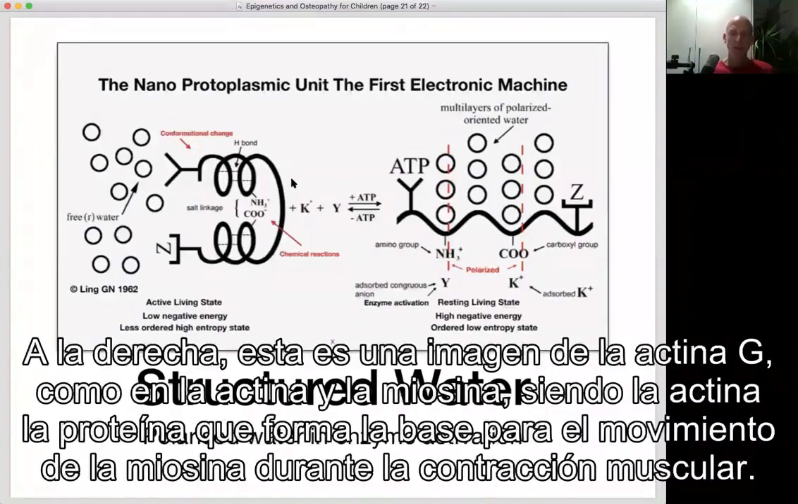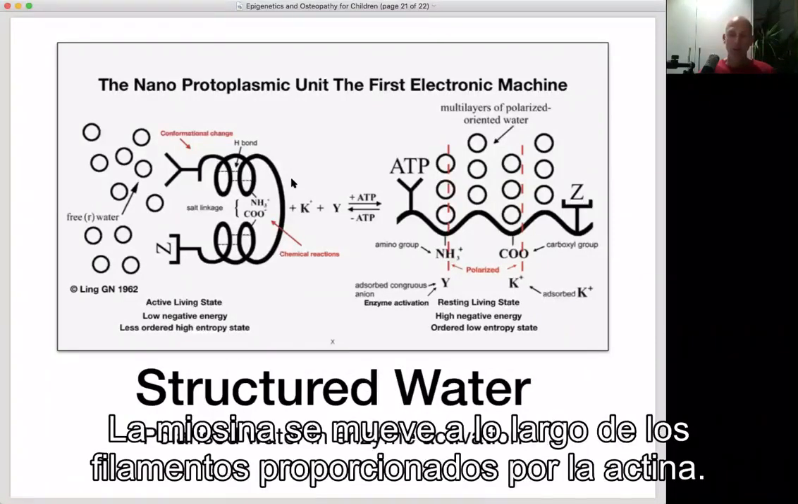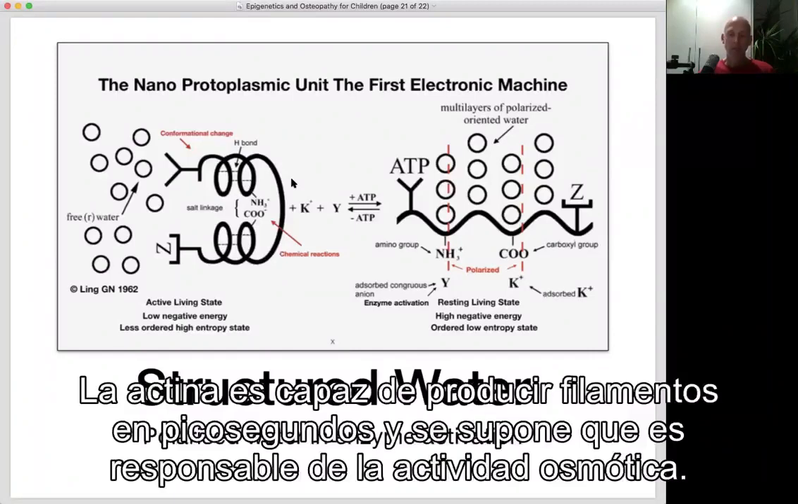On the right, this is a picture of G-actin, as in actin and myosin. Actin being the protein that forms the basis for movement in myosin during muscle contraction. Myosin moves along filaments provided by actin. Actin is capable of producing filaments in picoseconds and is hypothesized to be responsible for osmotic activity.